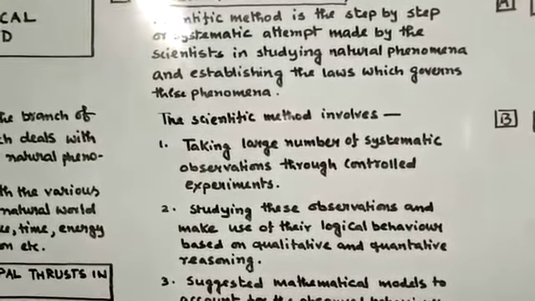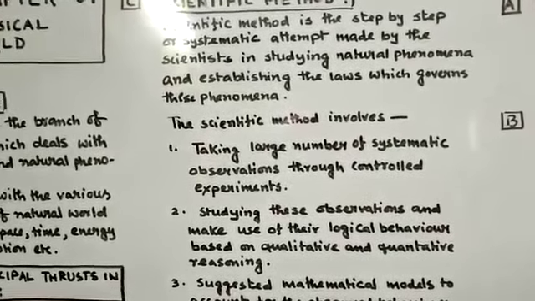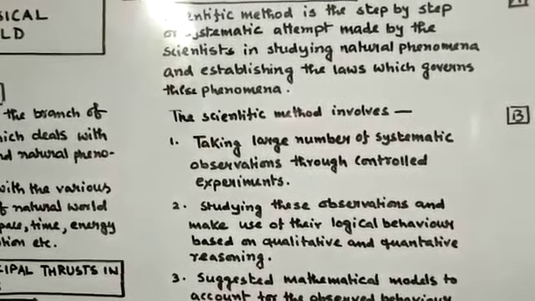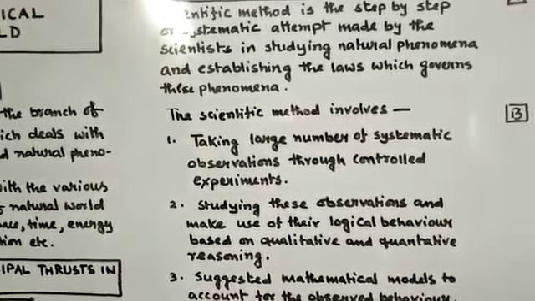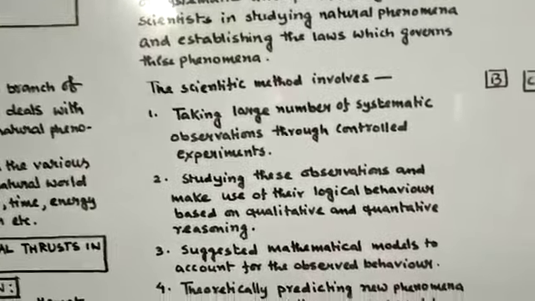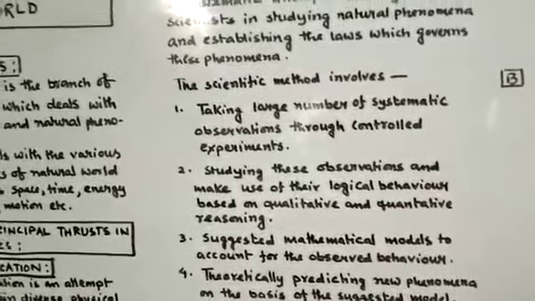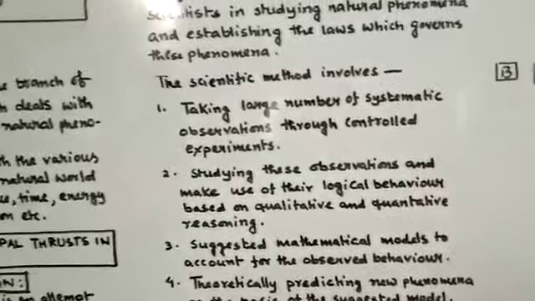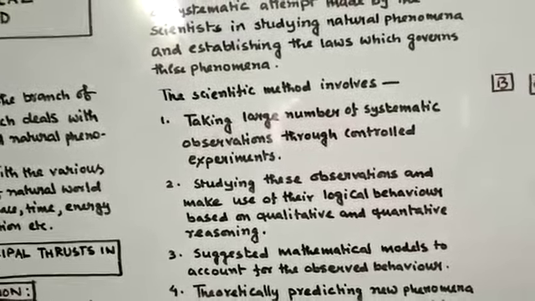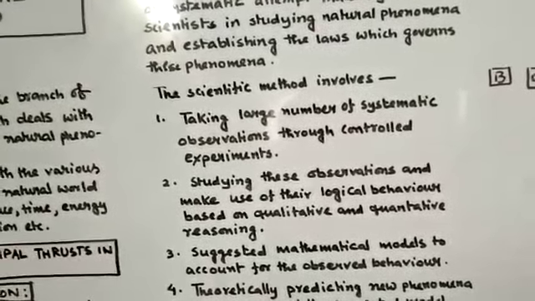And qualitative reasoning is your what? Qualitative reasoning is that definitely the source of light is composed of 7 color, that's why that 7 color splits when it strikes on the stream of water. Now next what we have to do, we have to suggest a mathematical model to account for the observed behavior. Now mathematical model in the sense we have to give some kind of mathematical formula.